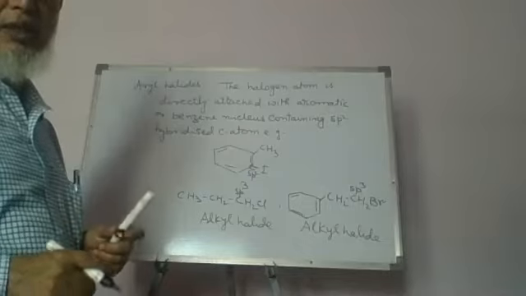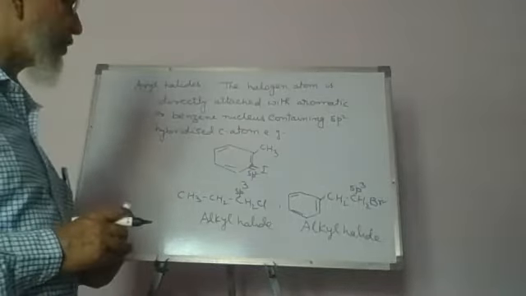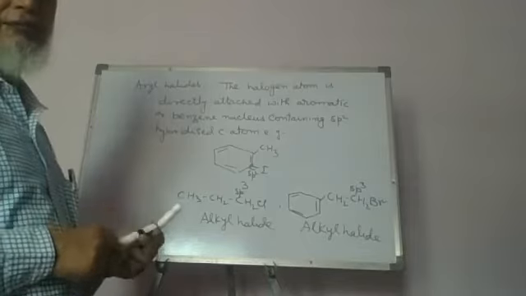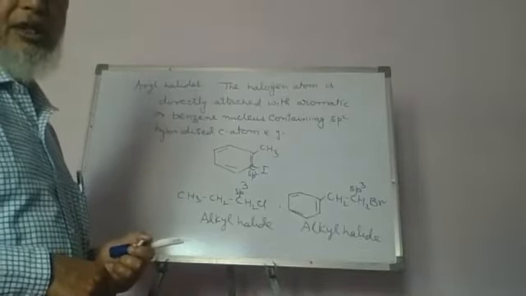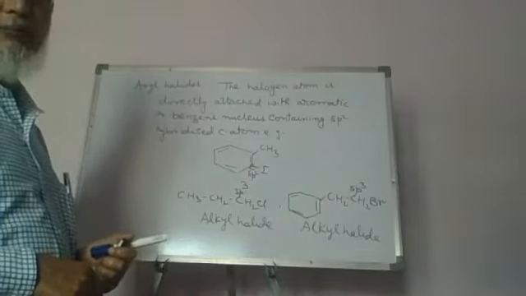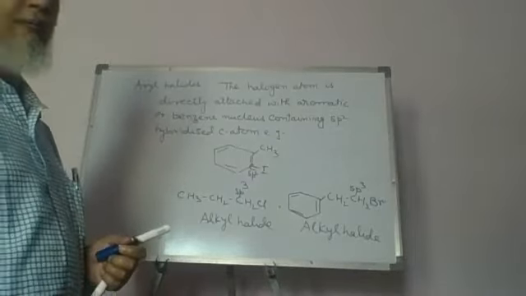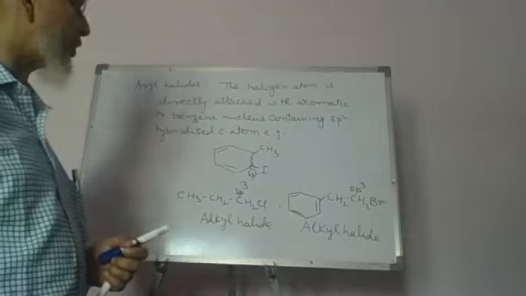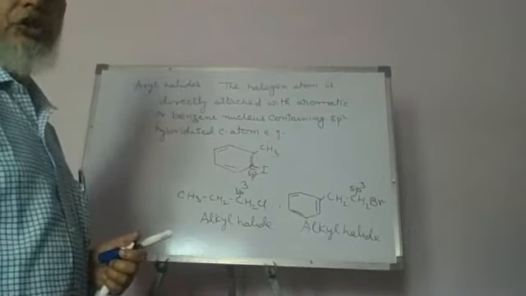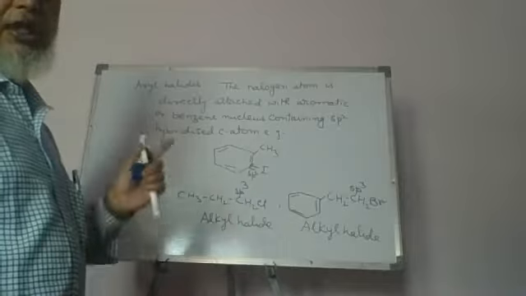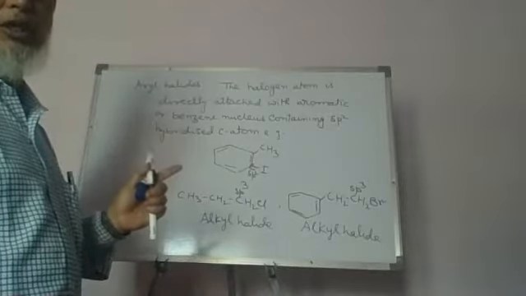and directly attached to the benzene nucleus. So in case of alkyl halides, there may or may not be the presence of the benzene or the aromatic nucleus. But in case of aryl halides, there must be the presence of the benzene or the aromatic nucleus, and the halogen atom must be attached with the sp2 hybridized carbon atom. Both are the conditions.